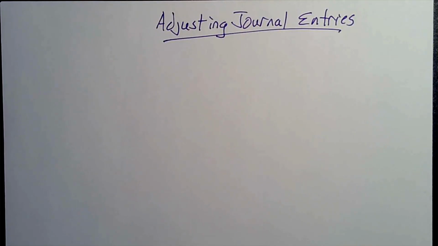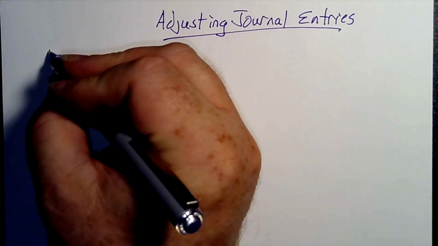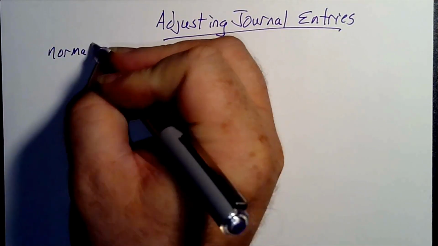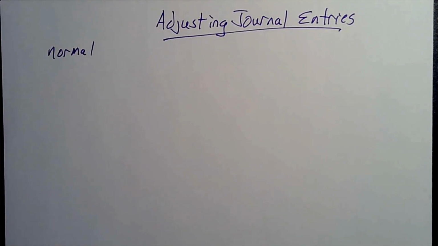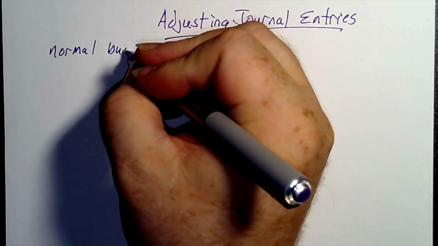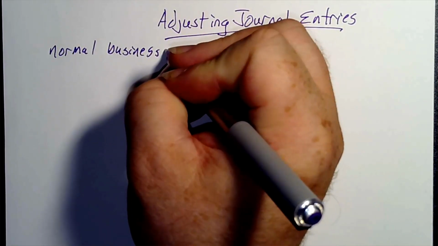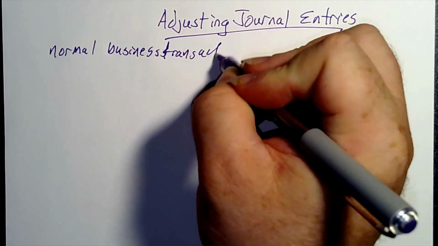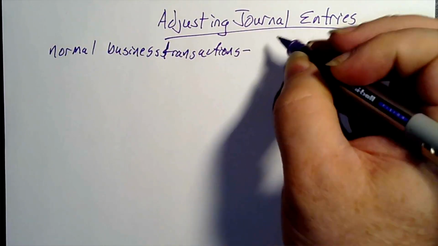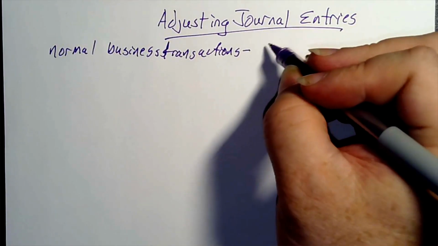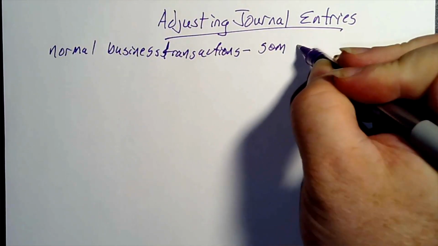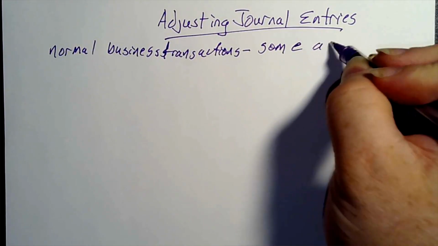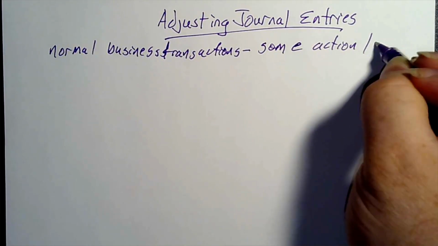Up to this point, in Chapter 2, we did a whole bunch of what I would consider normal business transactions. And what do I mean by transactions? I mean that there are things that have some sort of action to them, or maybe they're kind of visible.